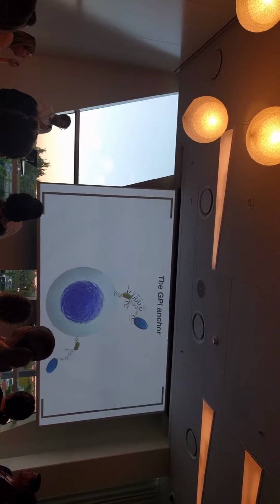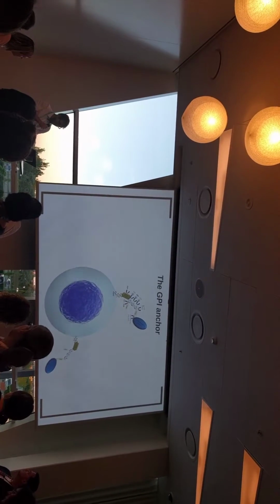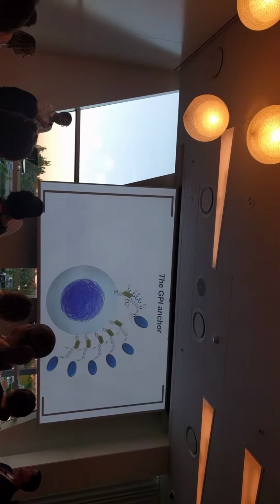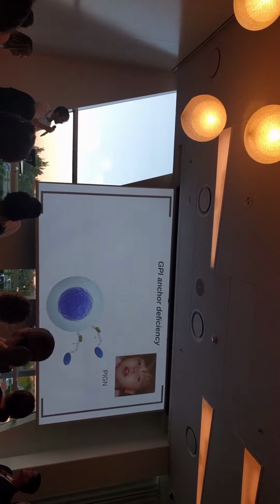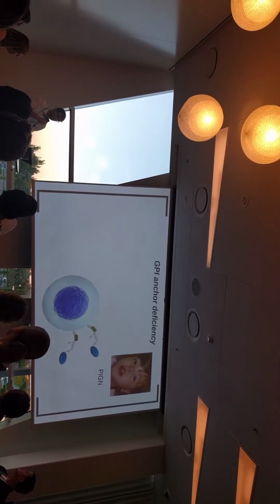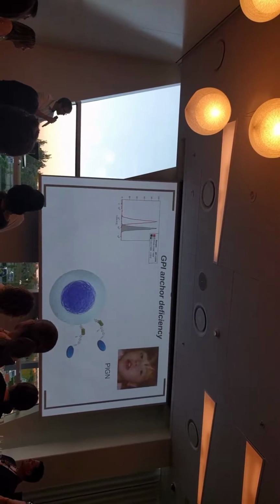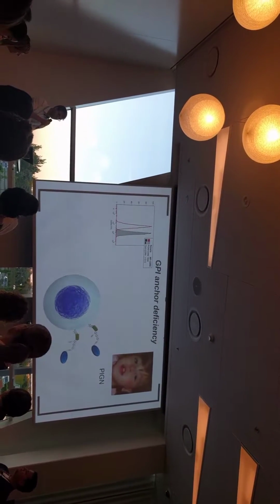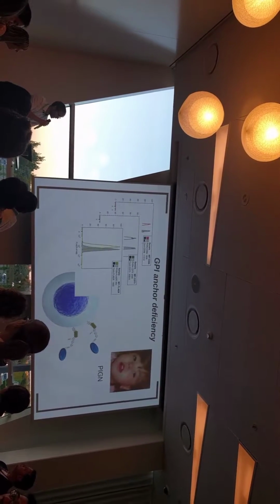So just to quickly explain, on the normal cell there are lots of GPI anchored molecules present. In a GPI anchor deficient patient, in this case a patient with a PIGN mutation, there are only few GPI anchored molecules present, and thus GPI anchored proteins on the surface of these cells can be measured by flow cytometry, and you can see a reduction in different markers.